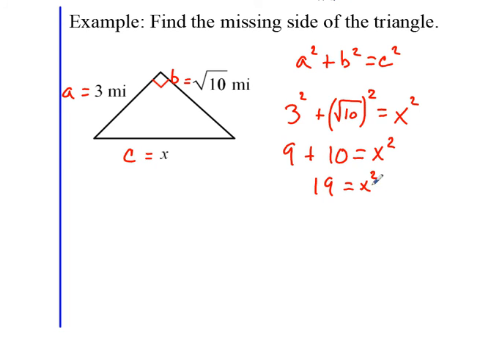9 plus 10 is 19. Now it's time to square root to make the square, the exponent, go away. X will be equal to approximately 4.36. This is how you deal with square root signs that are already on one of the sides of the triangle.